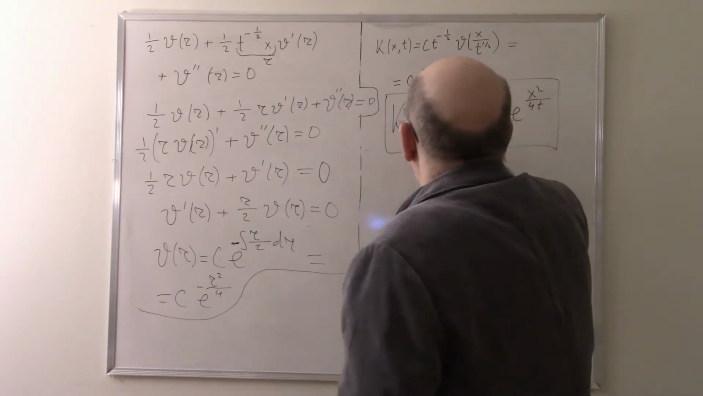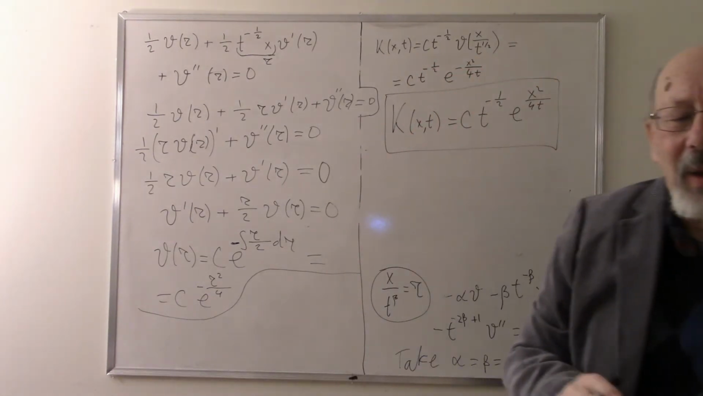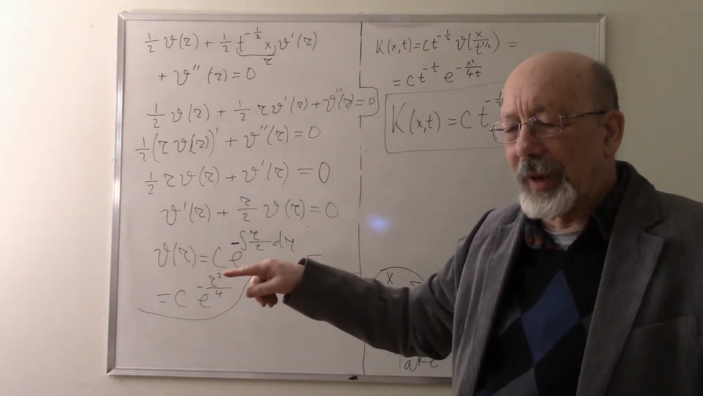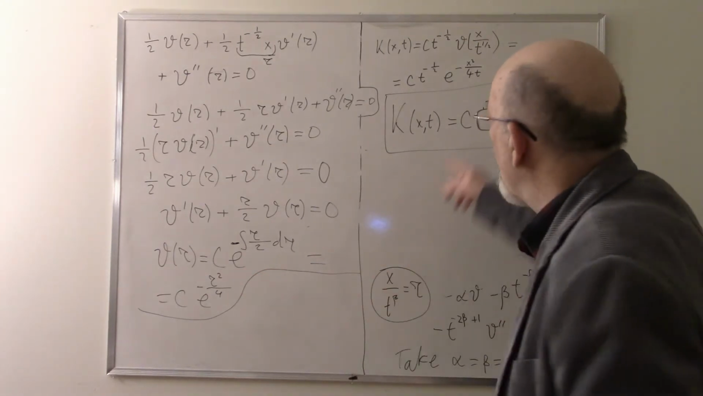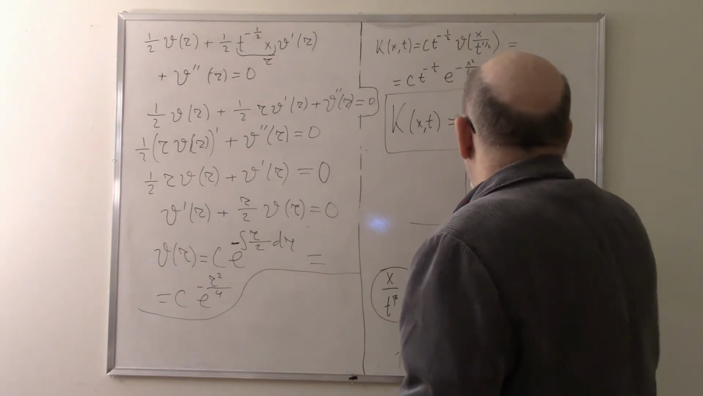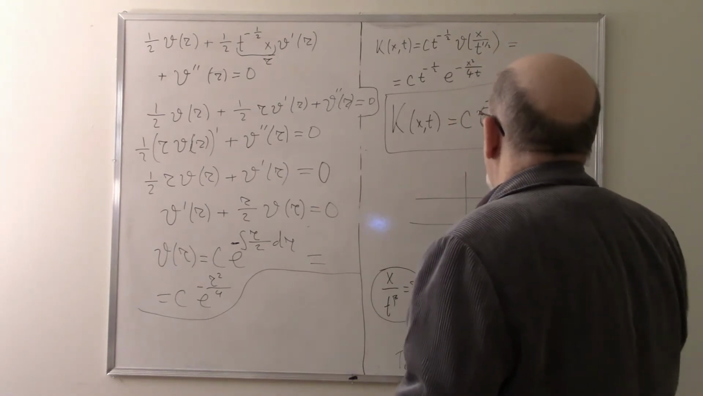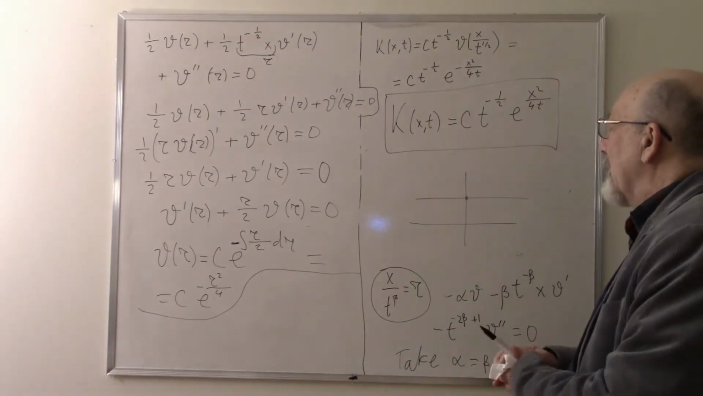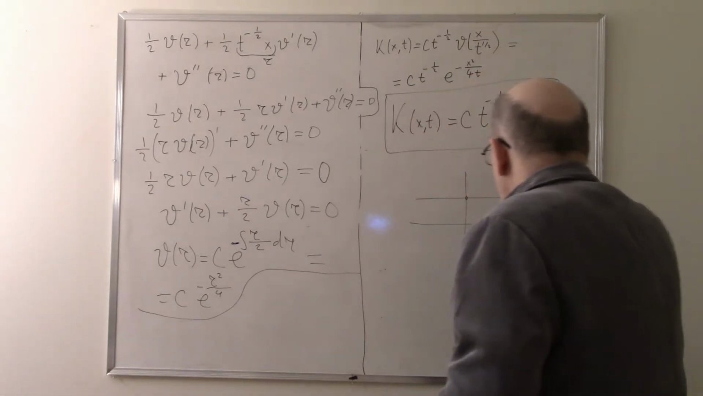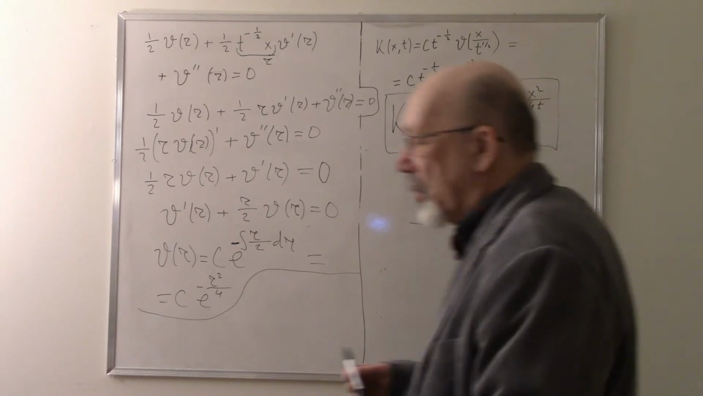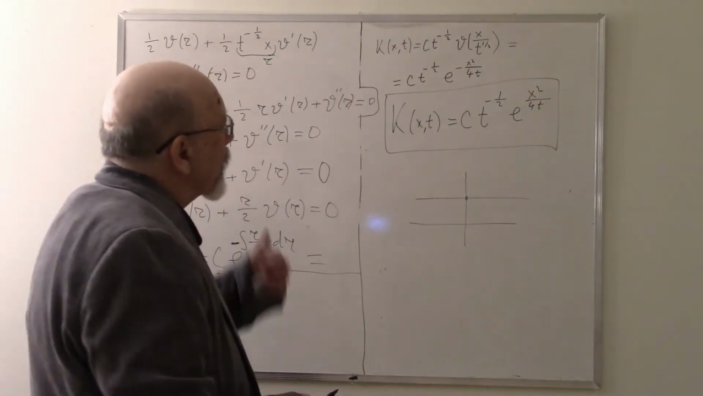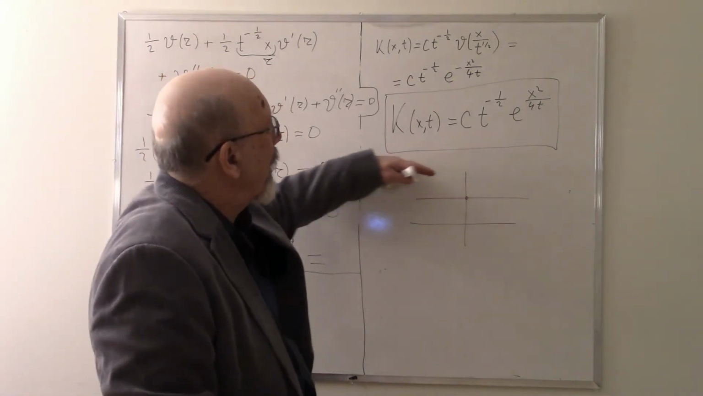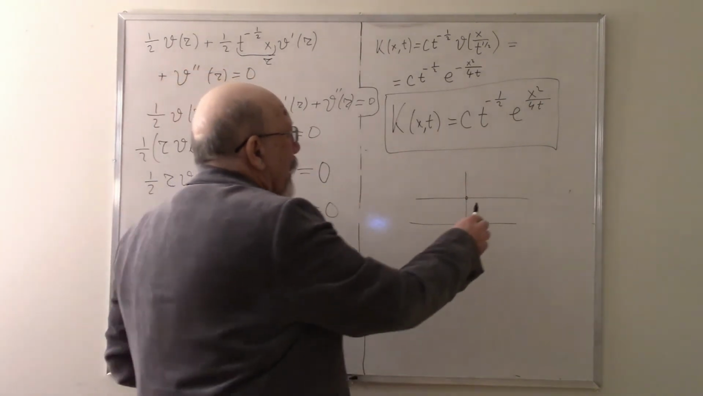It remains to find this constant c. So this constant c should be such that the integral of this function along the x-axis, for any fixed t, should be equal to 1. By the way, we have to prove that it is equal to 1 and the same constant along every line t equal constant.